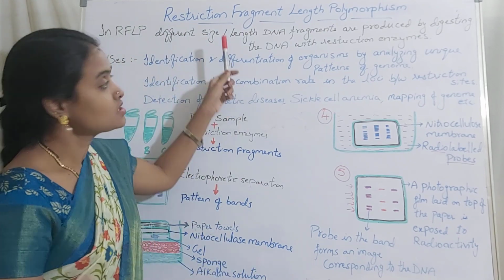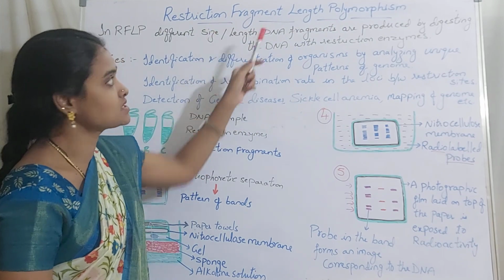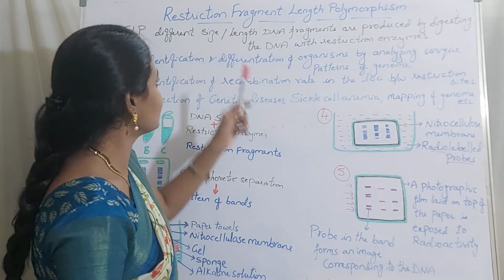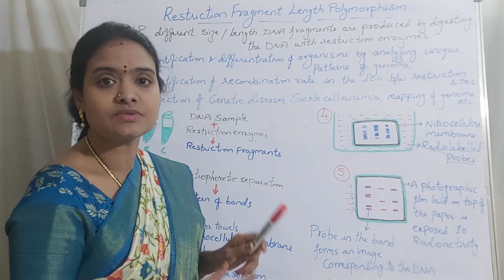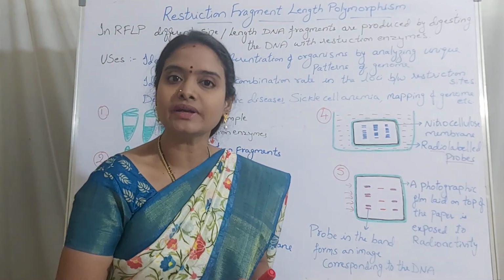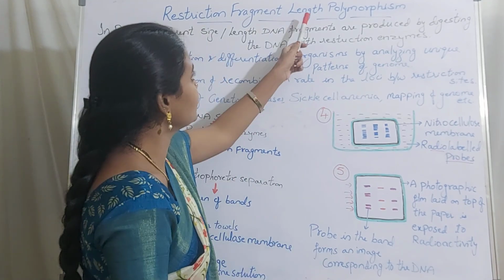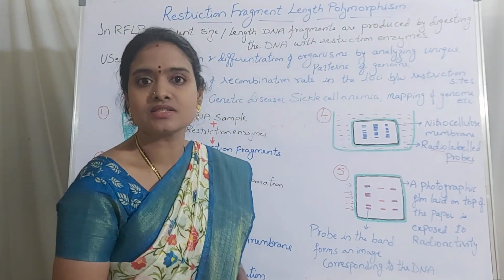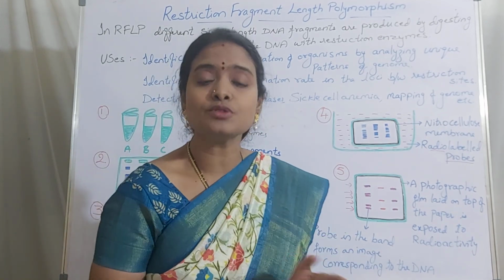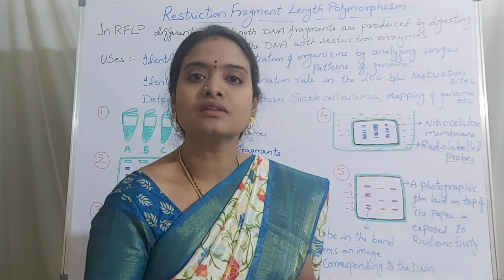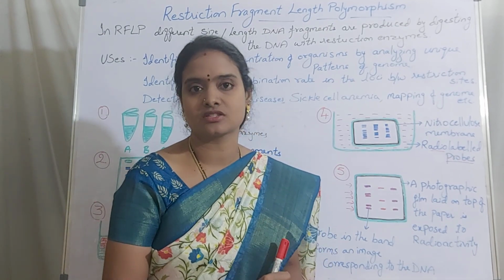Let us see. So here, the restriction fragment length polymorphism, the name itself implies that restriction enzymes are used in order to fragment the DNA, or in order to cut the DNA into different length or sized molecules. Right? So these different sized molecules are used in detecting or differentiating one organism from another organism.